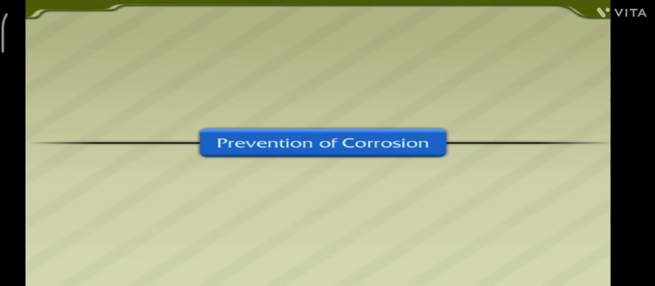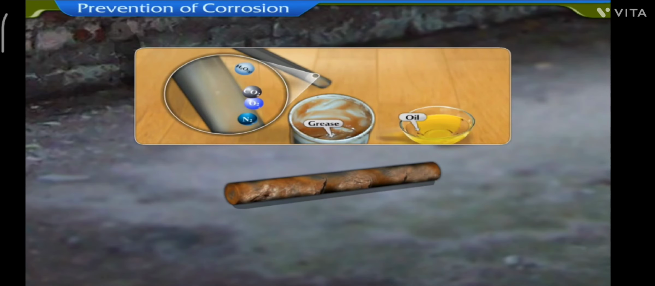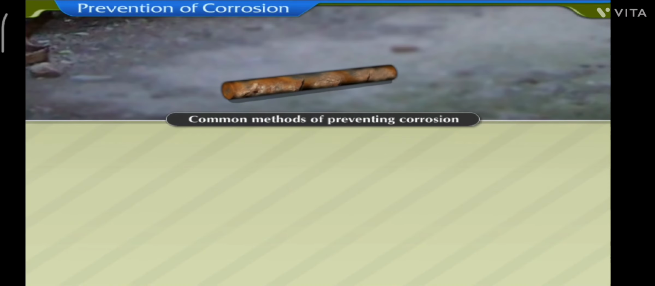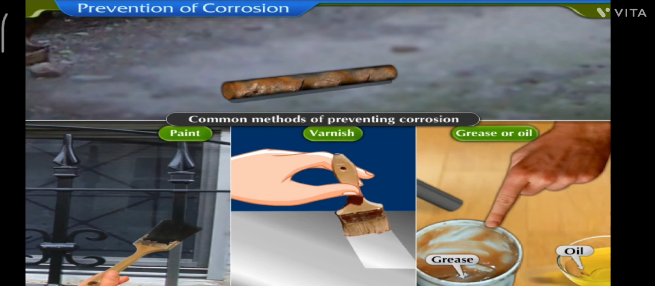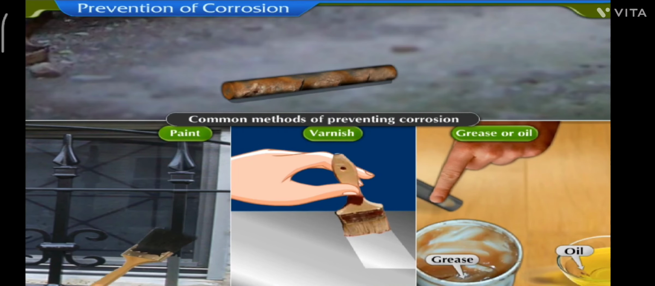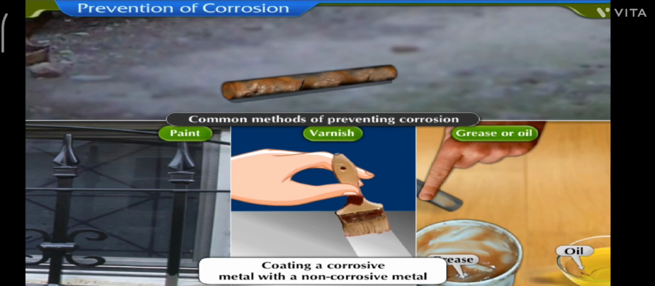Prevention of corrosion. Corrosion can be prevented if the contact between the metal surface and oxygen or moisture is cut off. The most common method of preventing corrosion is to coat the metal surface with paint, varnish, grease or oil. Corrosion of metals can also be prevented by using methods of coating a corrosive metal with a non-corrosive metal. Let us discuss some of these methods.